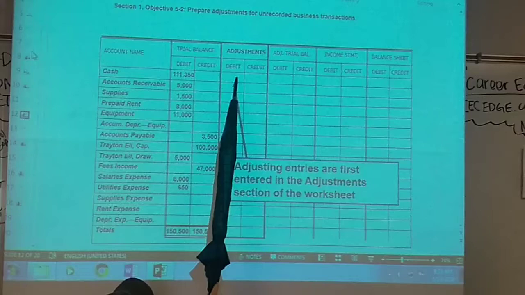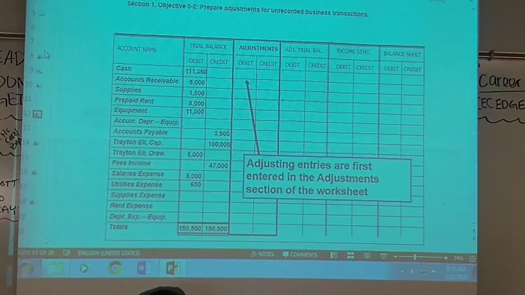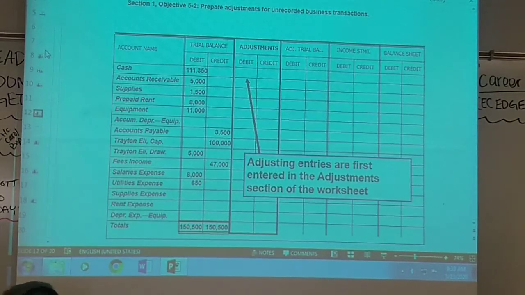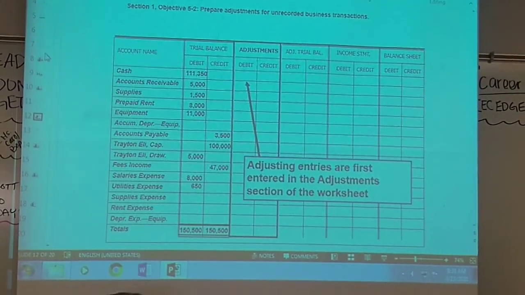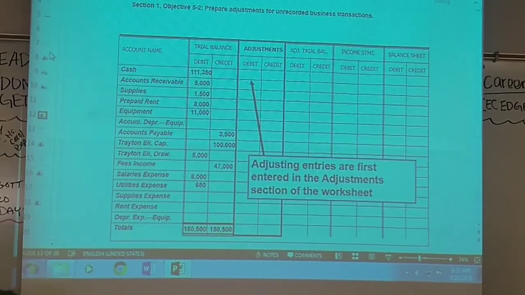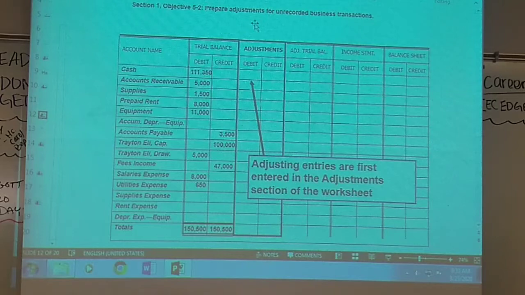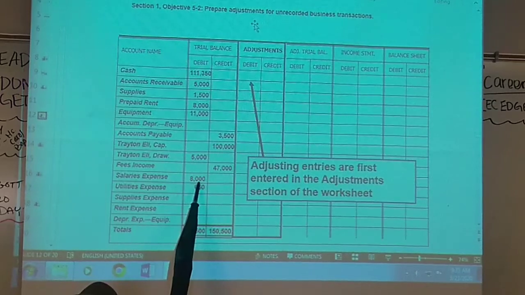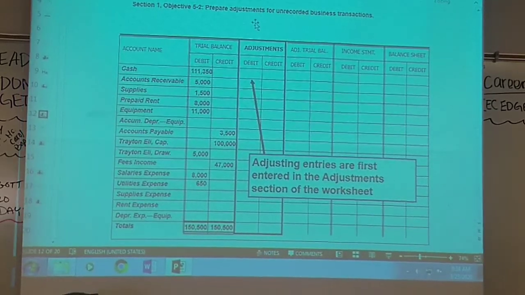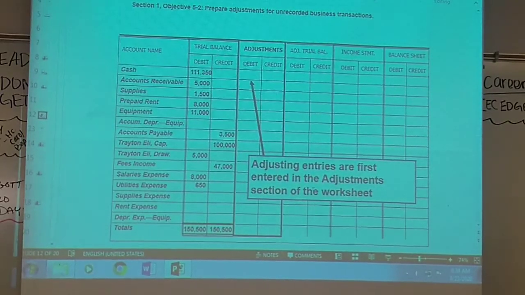And again, there's a debit side and then there's a credit side. So we need to remember, how is an account decreased? If we're increasing an adjustment, we would write it on the correct side where we increase an adjustment. And how do you increase an adjustment? An expense, remember expenses? We would debit it. Debit an expense to increase it. Adjusting entries are first entered in the adjustment section of the worksheet.